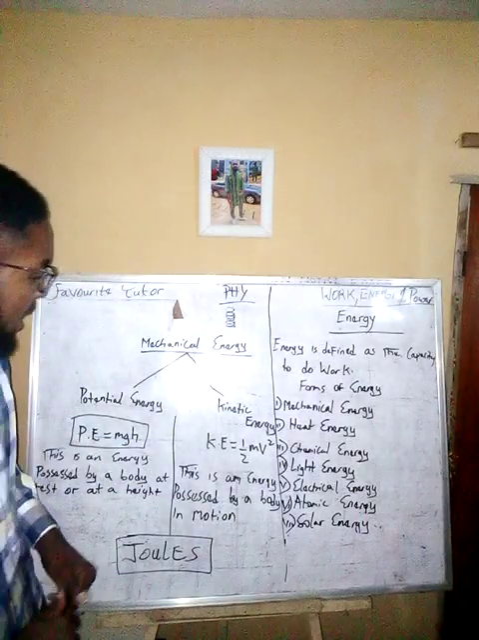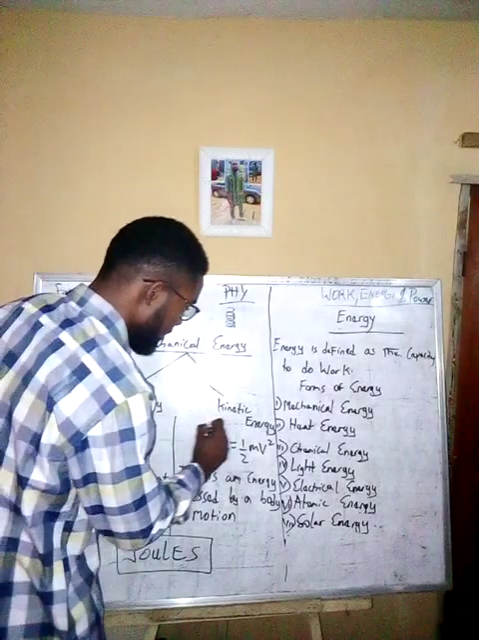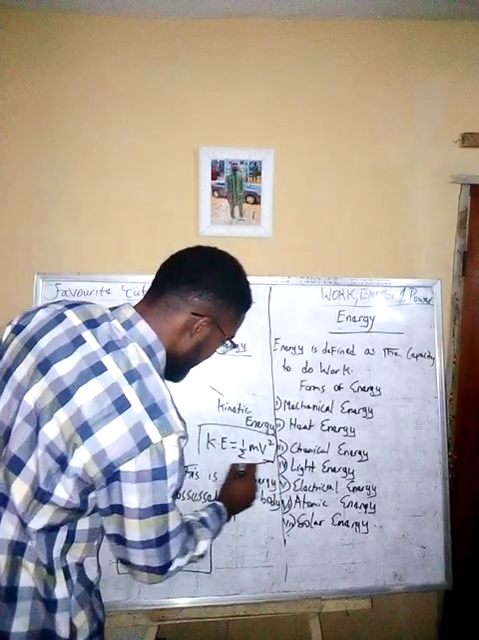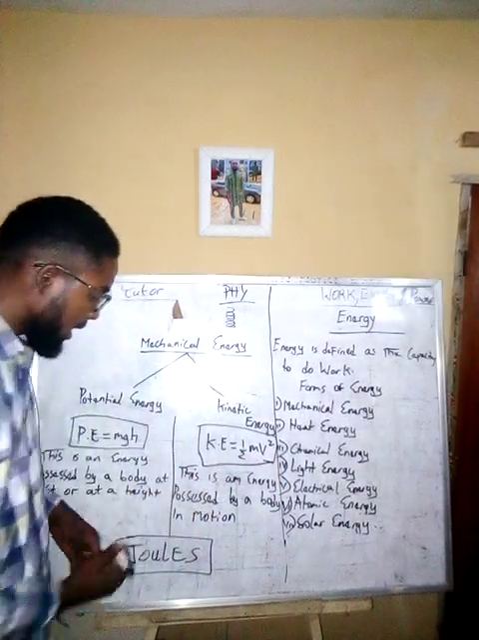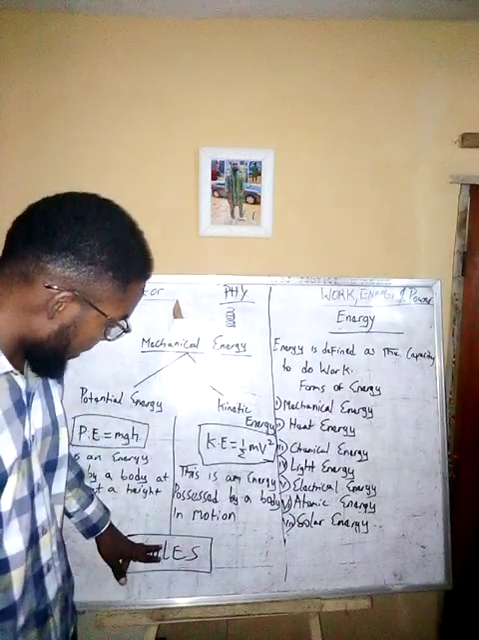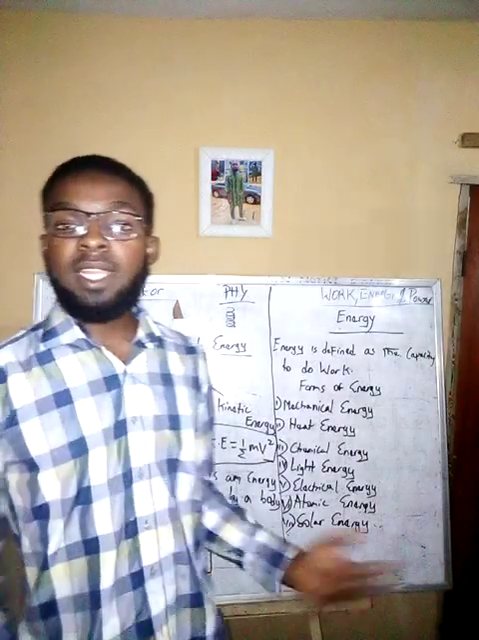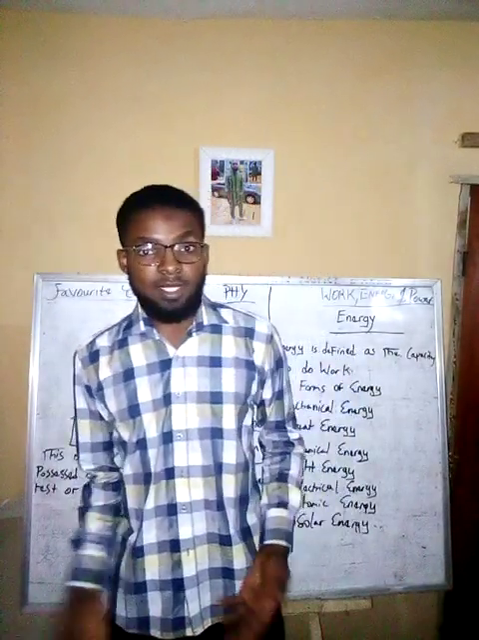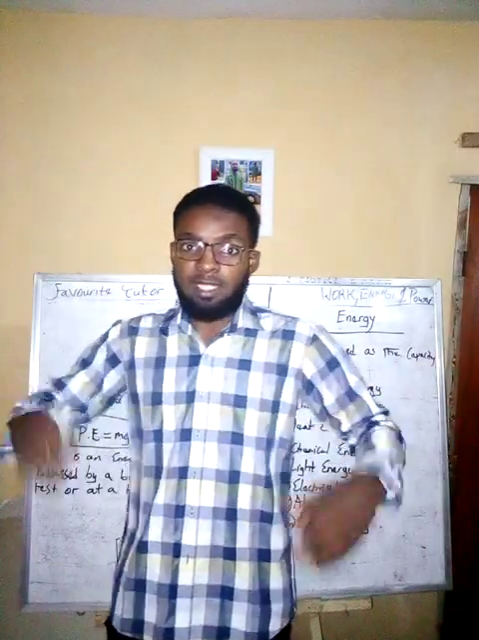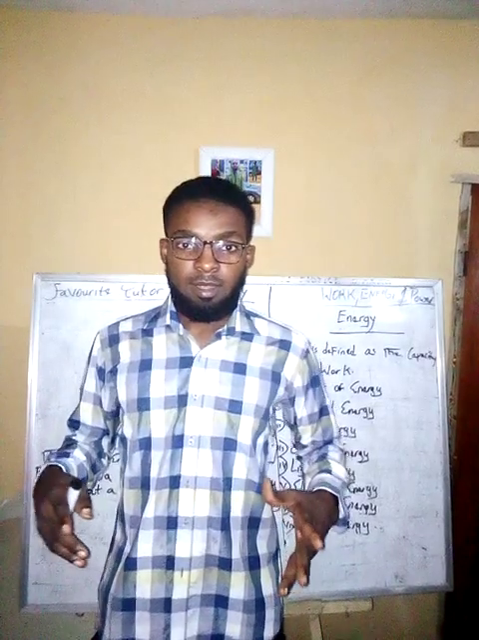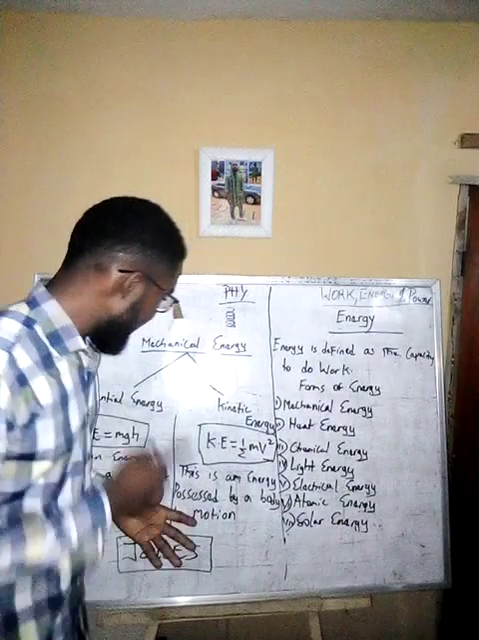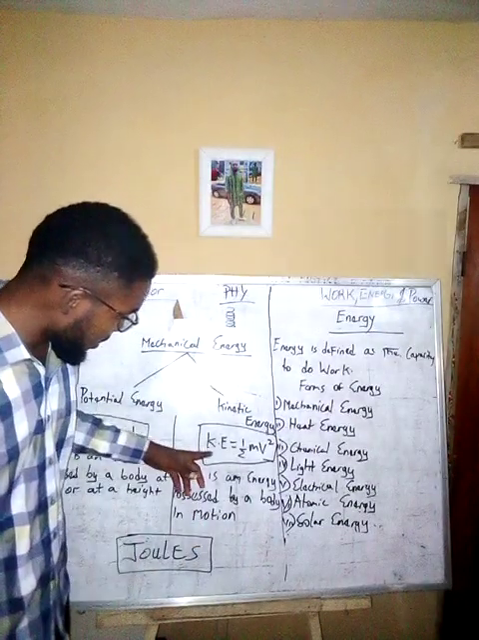Alright, let us talk about kinetic energy. This is energy possessed by a body in motion. For example, a moving car. It possesses kinetic energy. A body moving possesses kinetic energy because of its motion. And the formula for it is what?